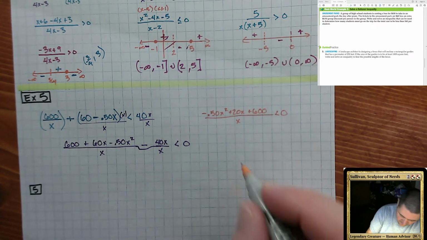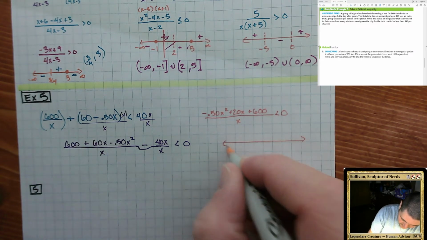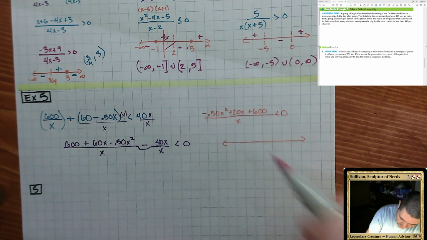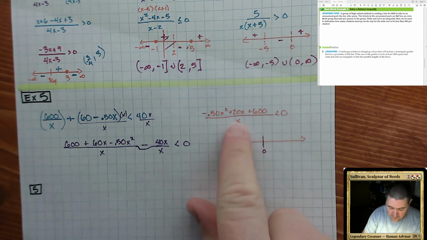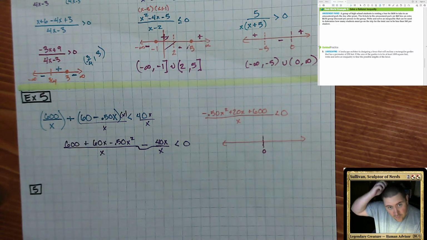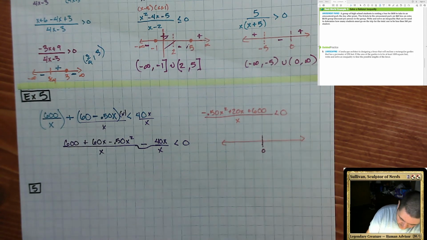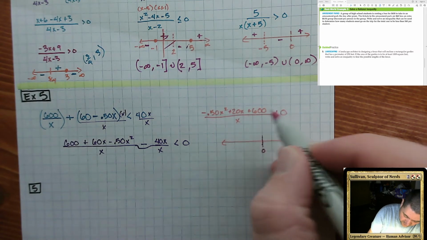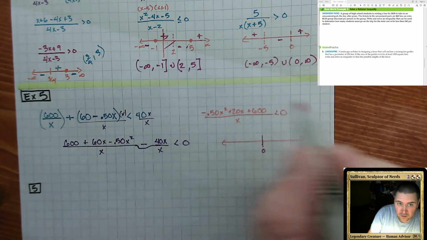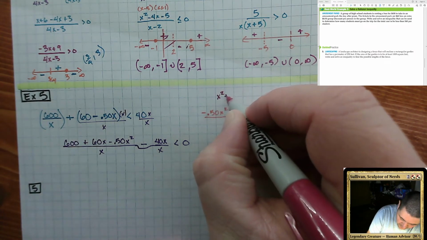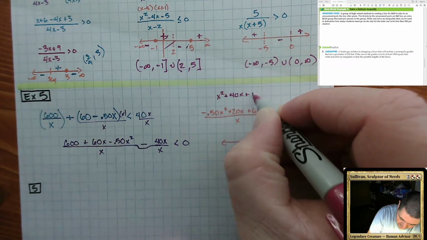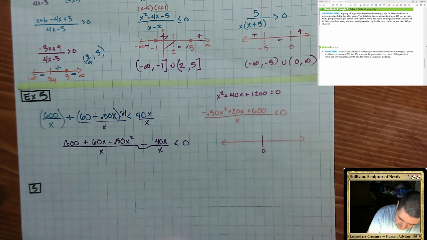Get your x-intercepts and your vertical asymptotes. Your vertical asymptote is going to be at 0. I know that much. But I have to solve my numerator as a quadratic to get my x-intercepts. Well, if I have all that equal to 0, I can multiply both sides by 2. 0 times 2 is still 0. I'm going to get x squared plus 40x plus 1200 equal to 0.